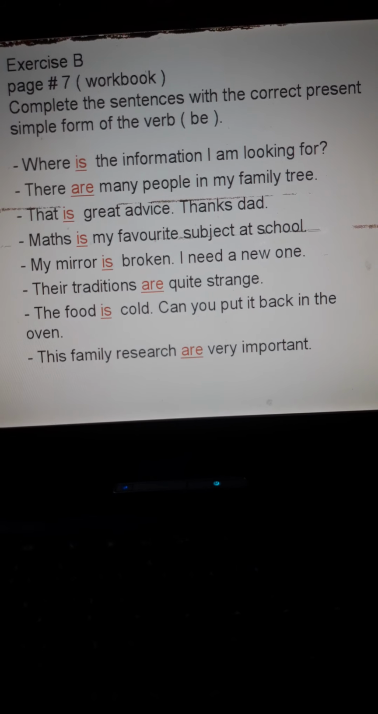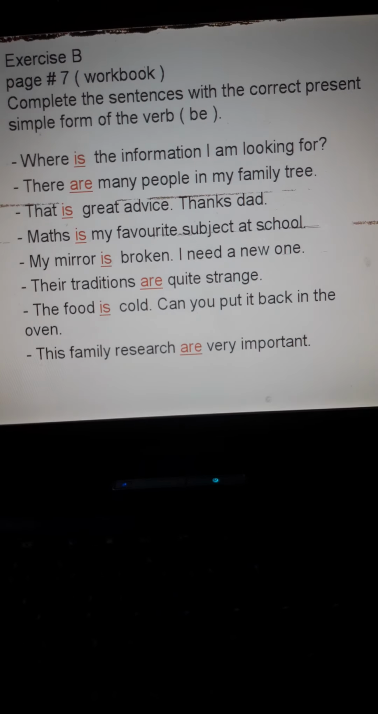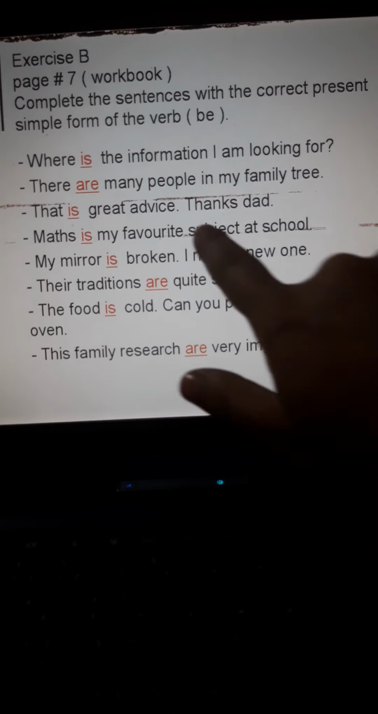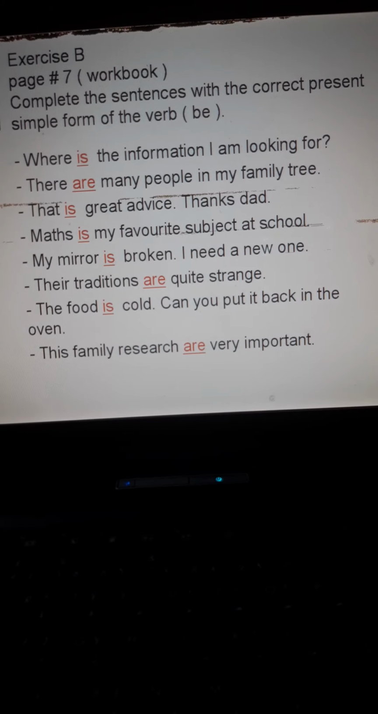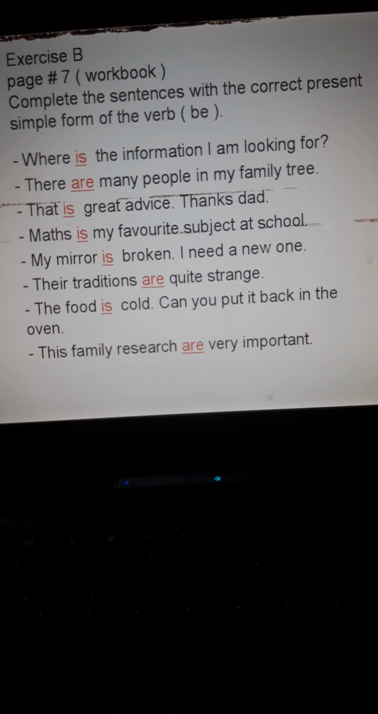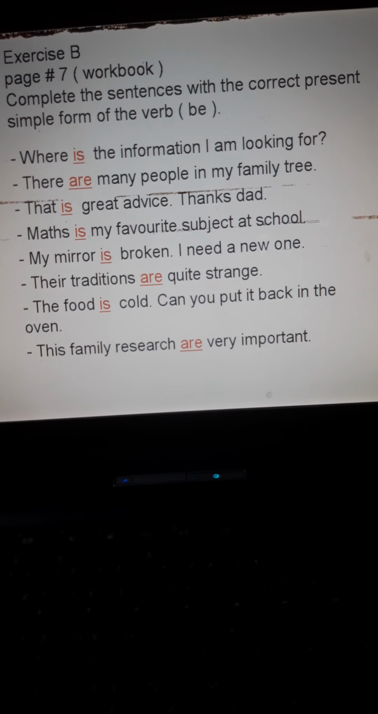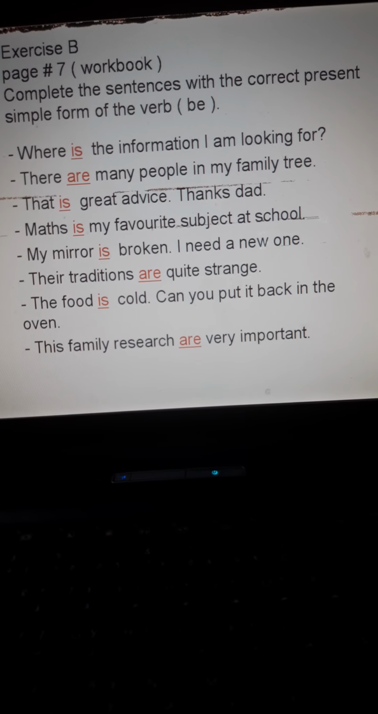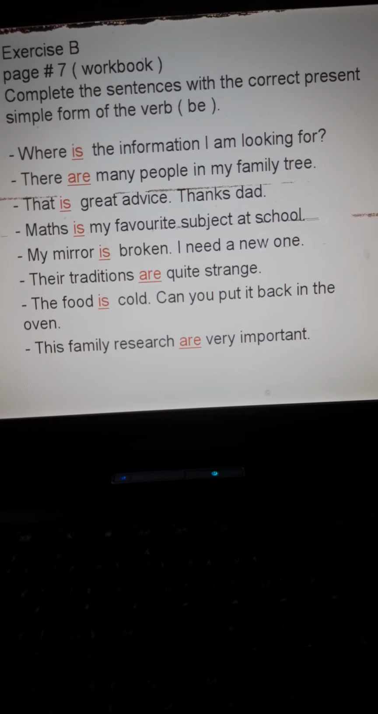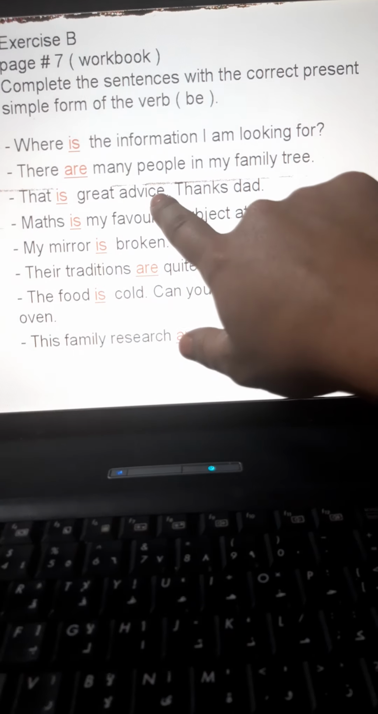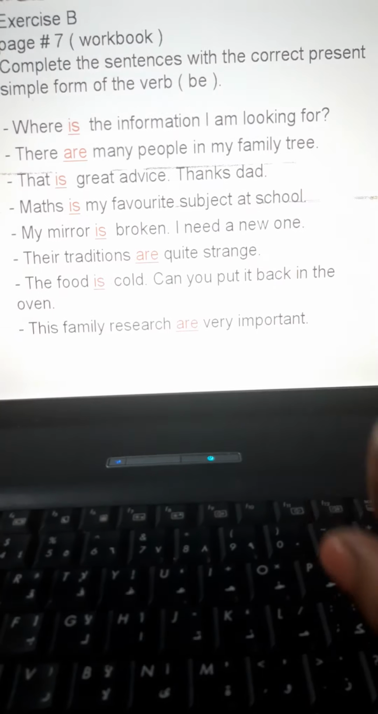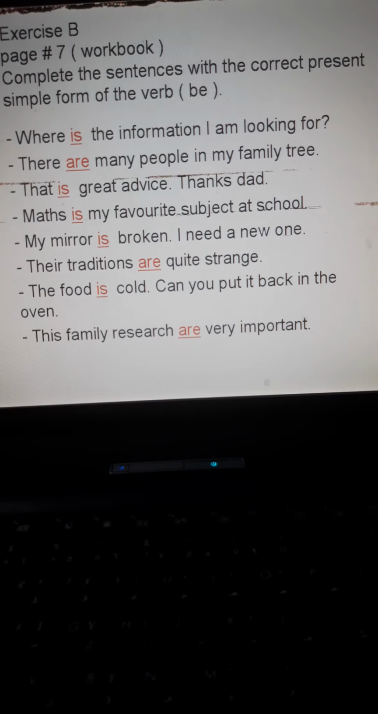That is great advice. Thanks, Dad. Advice is an uncountable noun, so we used is. Okay? Notice that we cannot use a great advice. كمان الأ ما بنستخدمها إلا مع السنجولار مع الكاونتبل صح؟ أما إذا كانت advice is uncountable ما بصير أحكي that is a great advice. So that is great advice.